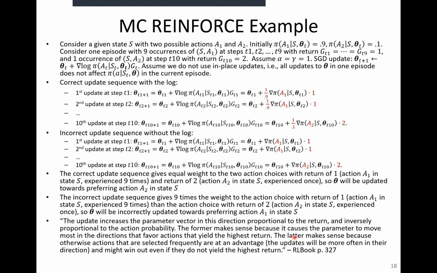The latter makes sense because otherwise actions that are selected frequently are at an advantage. The updates will be more often in their direction and might win out even if they do not yield the highest return. This is this case. You executed action A1 more often, but you shouldn't weight the updates to a policy of A1 giving it more weight. You should give each action equal weight, regardless of their execution frequencies.